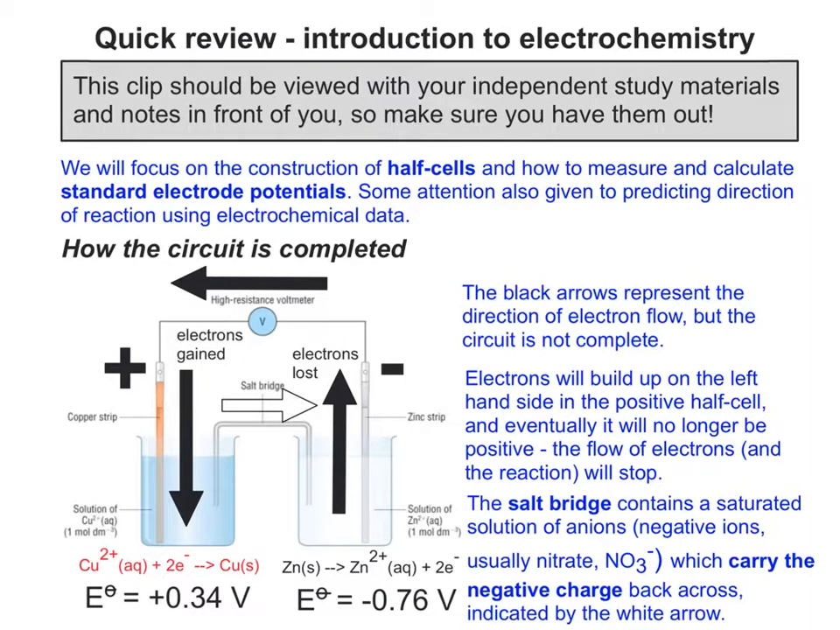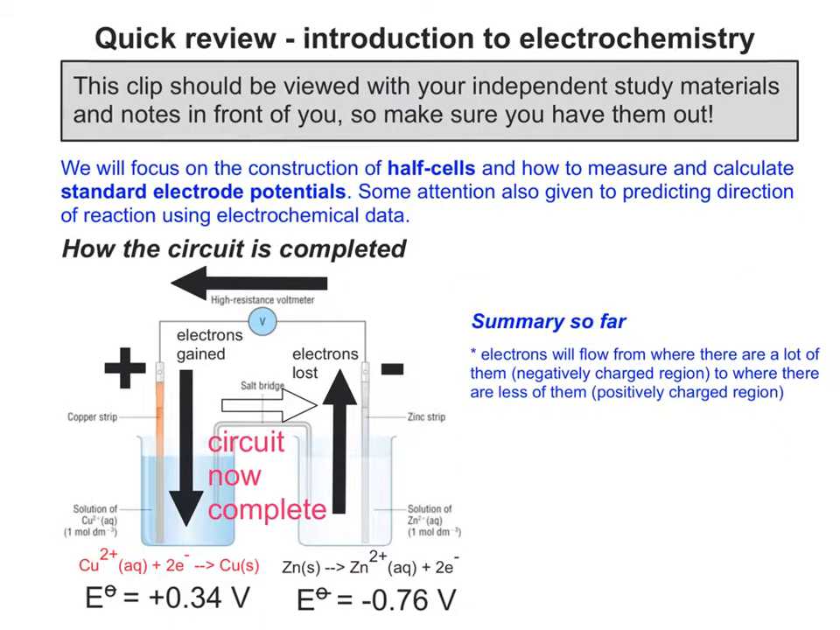The salt bridge connects the two half cells in the middle, and it contains a saturated solution of anions, in other words negative ions, specifically or mostly nitrate in the vast majority of cases, because nitrate's extremely soluble in water. What this does is it carries the negative charge back across, as indicated by the white arrow. And now this completes the circuit, so the reaction can be maintained.